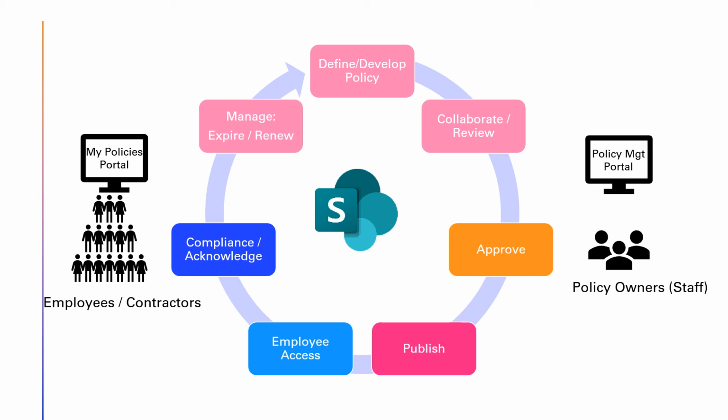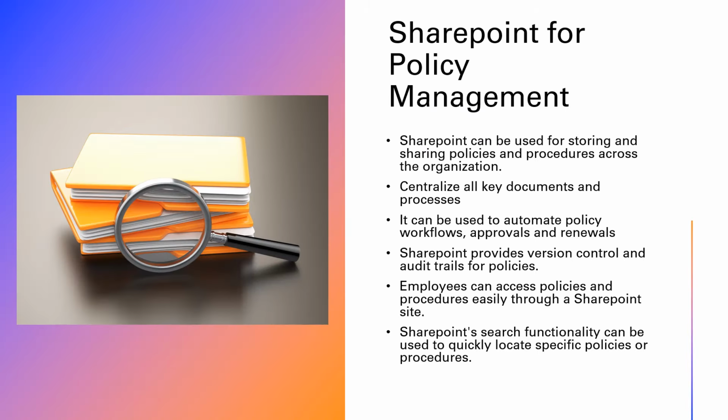So let's now just take a look at that overview of what SharePoint can do for you. If we take a look at SharePoint for policy management, what are some of the things that SharePoint brings to it? Well, SharePoint can be used for storing and sharing policies and procedures across the organization through that My Policies portal, for instance. You can centralize all key documents and processes into that policy site so that no matter if it's safety or IT or whatever, you've got a common process that's being used. And of course, you can use governance of permissions to separate out work on the policies by department.